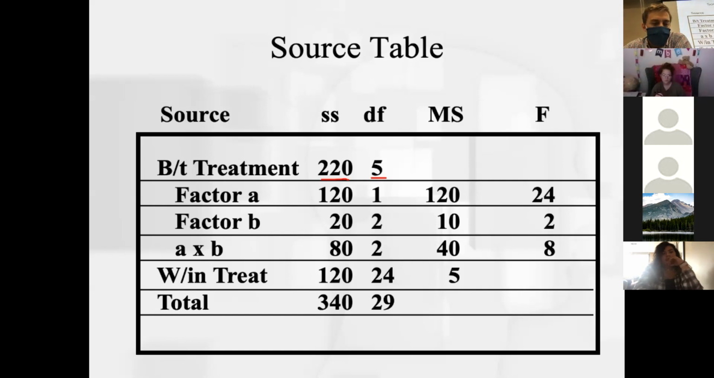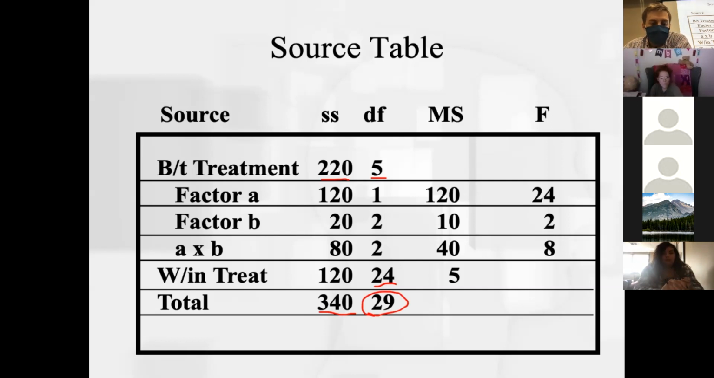Our within treatments sum of squares was again 120 with the degrees of freedom of 24. So again, this was big N minus K, or big N minus the number of cells, 30 minus 6. And then we got our total sum of squares. And then we have our degrees of freedom for total, which is just big N minus 1. 30 minus 1 gives us 29.